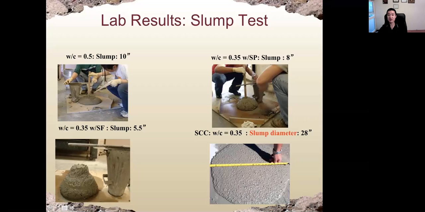This is SCC, self-consolidating concrete, which again is very flowable. We cannot measure the slump height because every time the height will be the same. So instead of measuring the height, we measure the diameter of the concrete after it stops flowing. We're going to talk about SCC in more detail in future lectures.